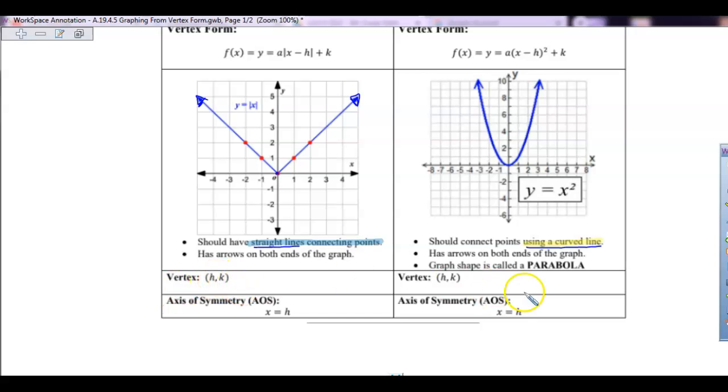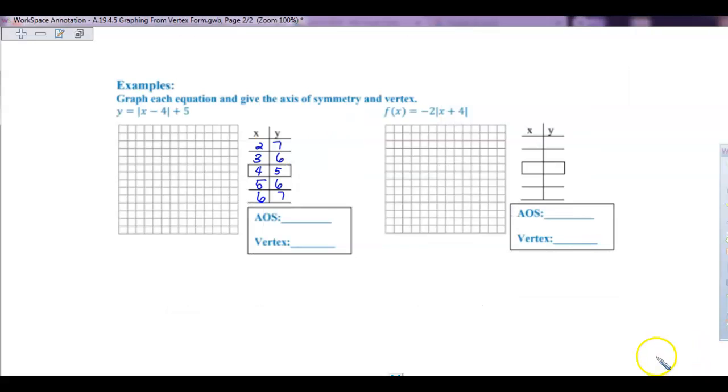Remember, your vertex is h, k on both, and your axis of symmetry is whatever your x value is, or your h in your equation. Okay, so we have this absolute value function here, and we have the absolute value of x minus 4 plus 5, and because I know it's a times x minus h plus k, my h is 4 and my k is 5, so that gave me my vertex.